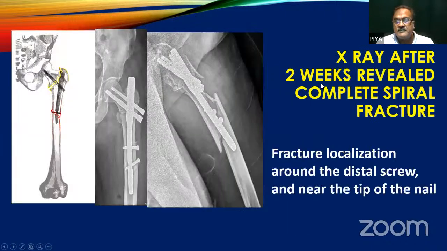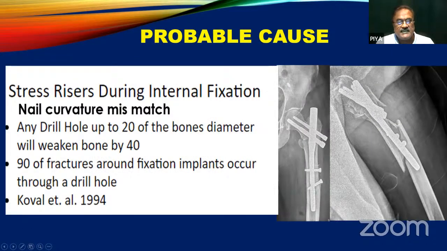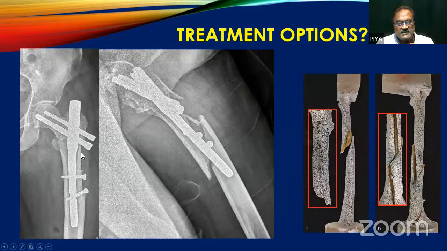And you can see here the X-ray after 2 weeks revealed a complete spiral fracture, with fracture localization around the distal screws and near the tip of the nail, because of the mismatch of the canal and probably weakening of the shaft through the screw holes. So the probable cause is a stress riser during internal fixation, nail curvature mismatch. Any drill hole up to 20% of the bone's diameter will weaken bone by 40%. Ninety percent of the fractures around a fixation implant occur around the drill holes, and this was already published in 1994.